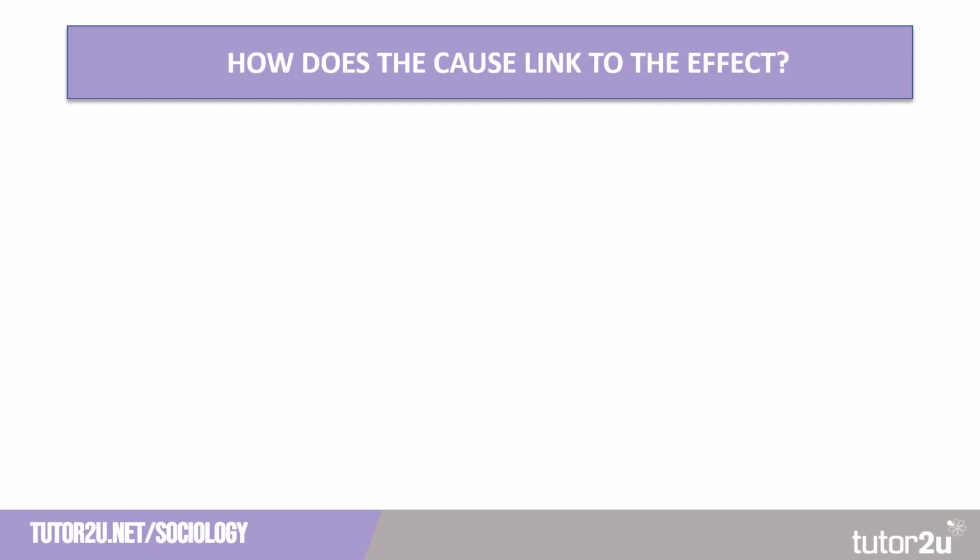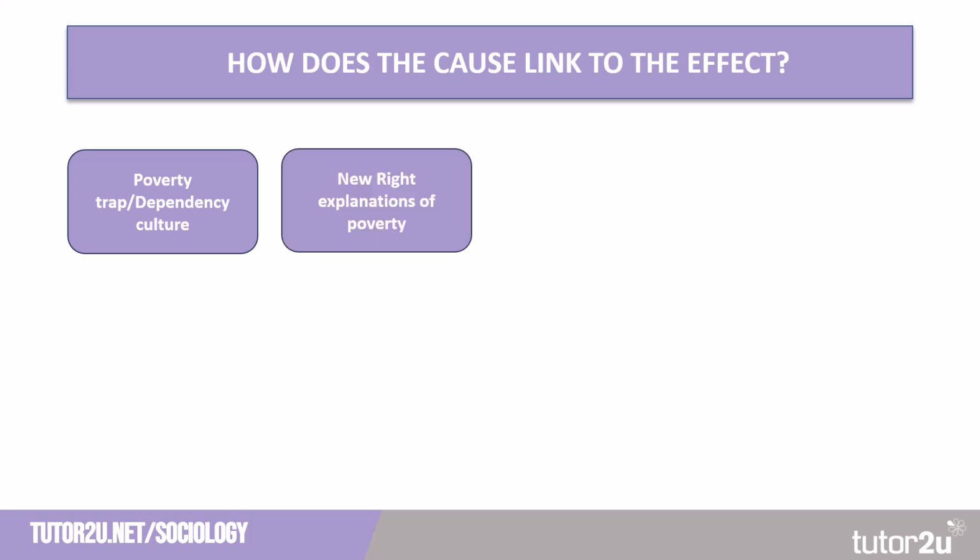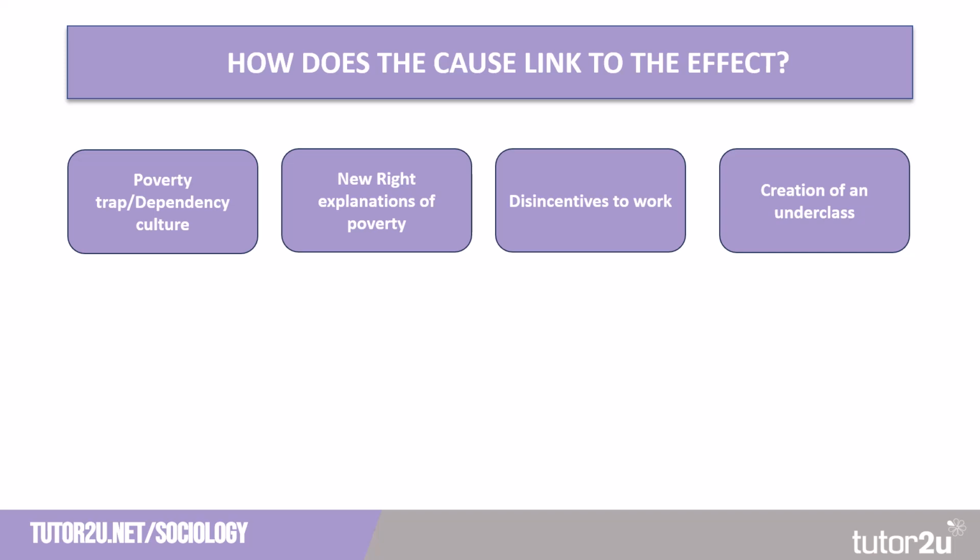Now, when we're looking at how we link the cause to the effect, our question is focusing on how welfare impacts on patterns of poverty. So we may start with looking at the poverty trap and or dependency culture. This links into new right explanations of poverty, particularly those put forward by the likes of Murray and Marsland. They would suggest that welfare provides disincentives to work and can create an underclass, and students should be able to go through the process of how this happens to show that welfare can create an underclass, and this explains one of the patterns of poverty.